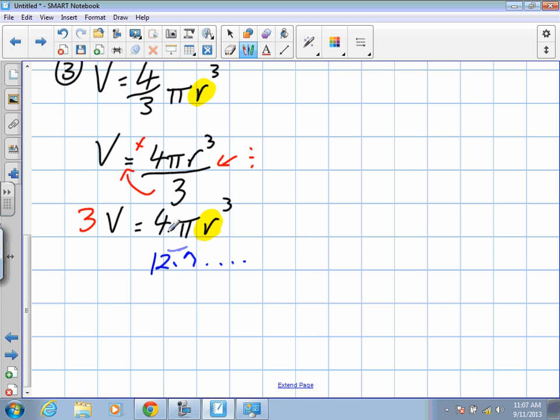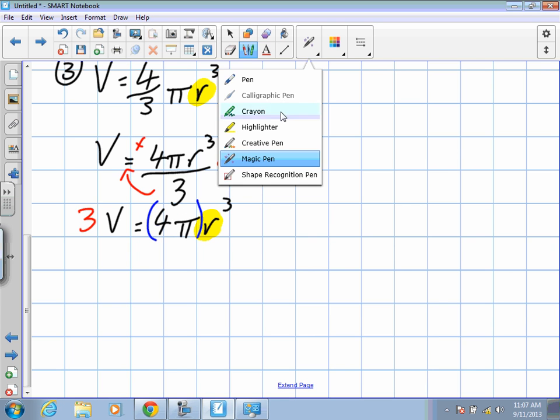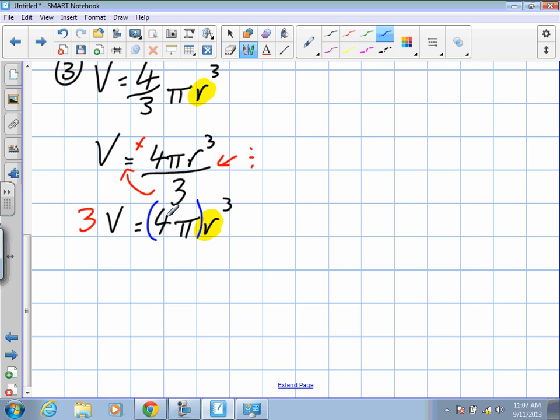So instead of writing a very long decimal that goes on forever, we leave it in pi form so it's easier to manipulate. Because it's a constant value, I'm going to move 4 pi. I want you to think of 4 pi like it's being multiplied by r cubed. When we move it over, we'll have to divide. So we'll get 3V divided by 4 pi is equal to r cubed. Now this is something we haven't really dealt with.